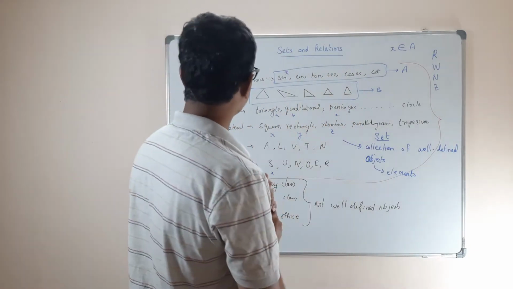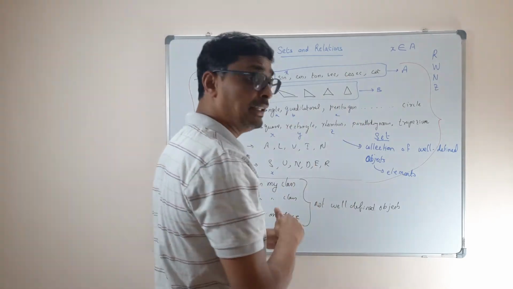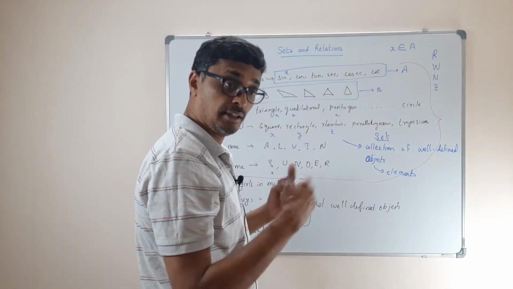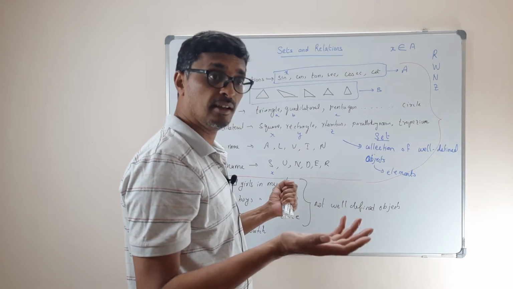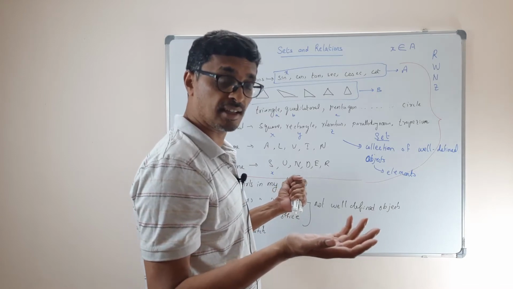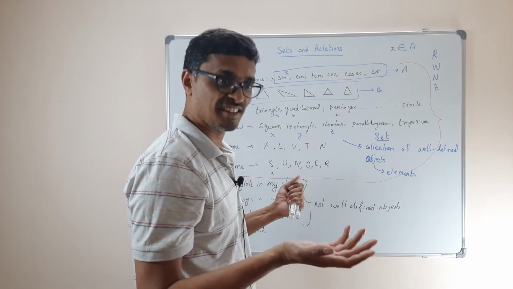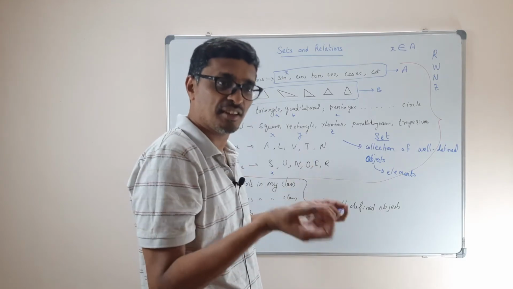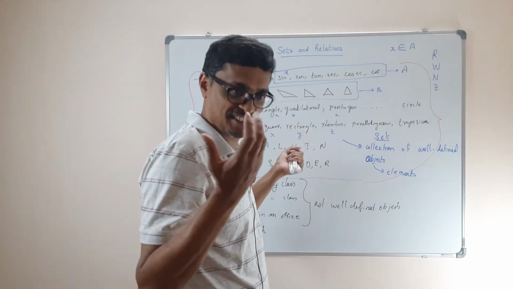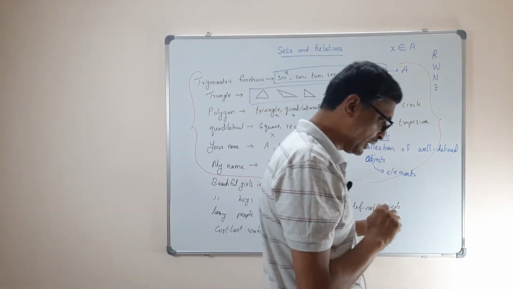So this is all. For example, integers. Is the integers a set or not? Correct. Though it is infinite, it is a set. It is well-defined numbers, well-defined objects. So that's what you call your set.